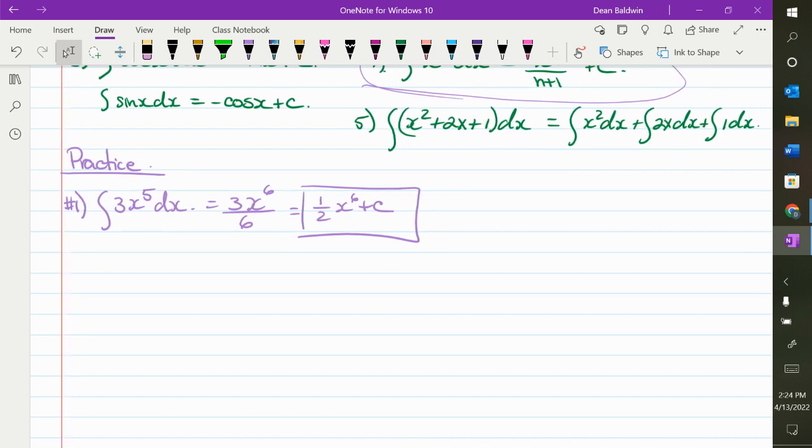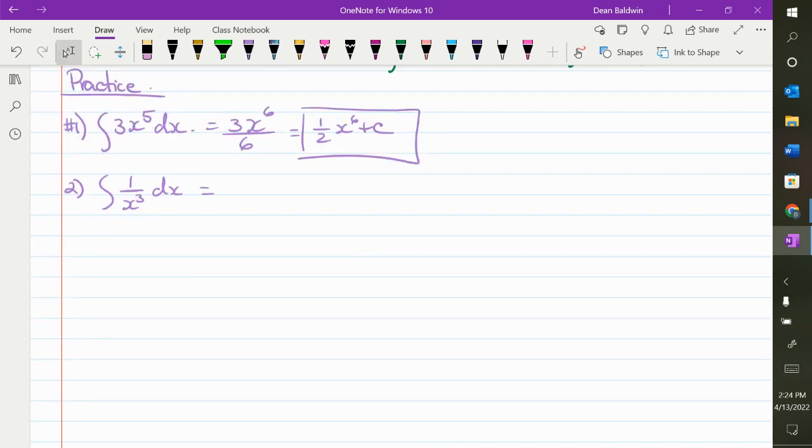All right, second example: the integral of one over x cubed dx. If I asked you to do the derivative of this, would you leave it like this? What would you do? Yes, and that's what you want to do here too, because if you're subtracting an exponent, you might as well just rewrite it. So it's not 1 over. We rewrite it as x to the negative 3 dx.